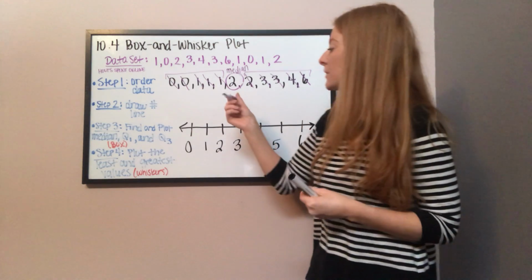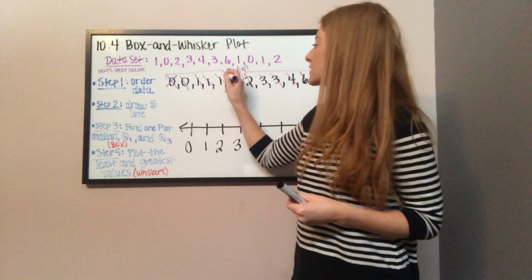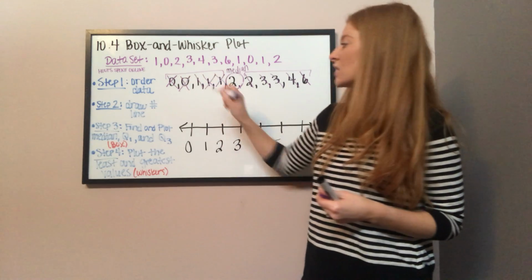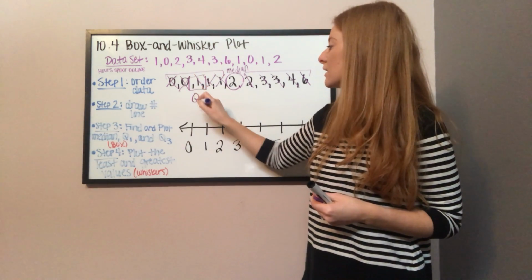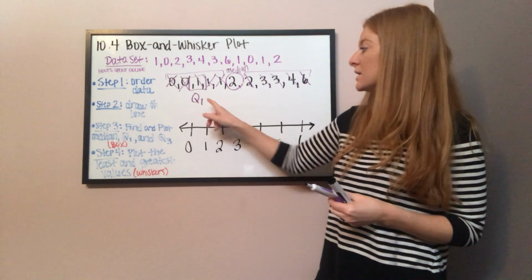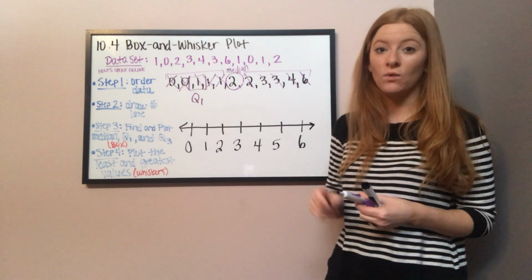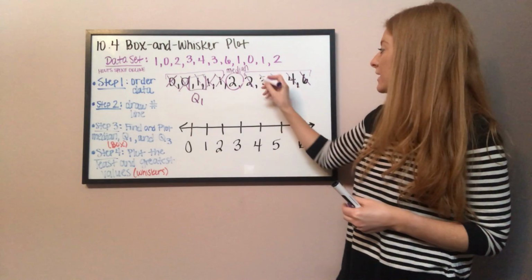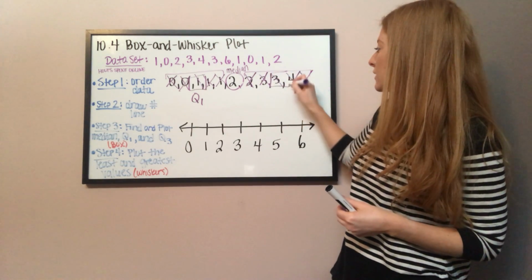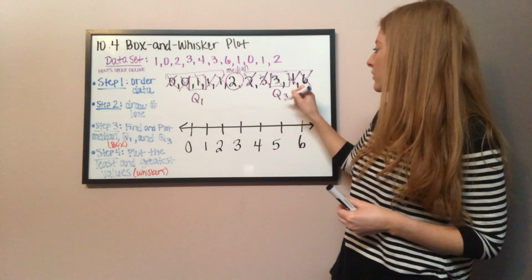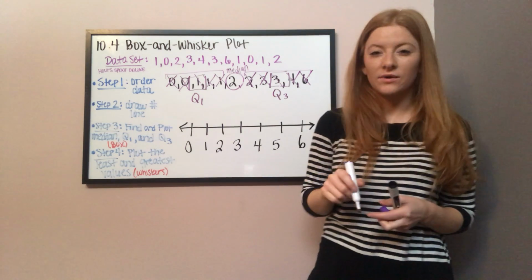So I'm going to cross out. I always change the direction of the line. And here is my Q1, or the median of the lower half. Now change directions over here, and my Q3, or quartile 3, is 3.